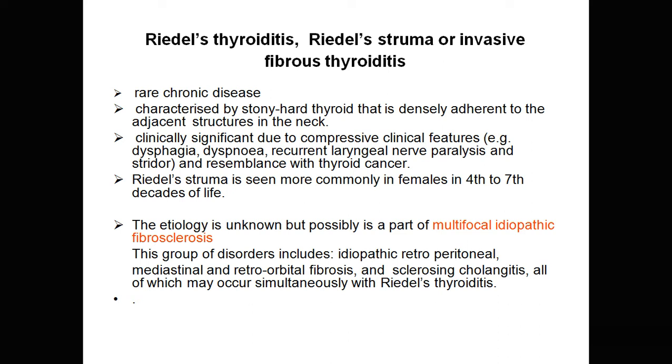This group of disorders also includes idiopathic retroperitoneal, mediastinal or retroorbital fibrosis, and sclerosing cholangitis, which may occur simultaneously with Riedel's thyroiditis. Clinical features: the invasive fibrosis may lead to dysphagia and dyspnea due to engulfment of the trachea and the esophagus. Plus, there is recurrent laryngeal nerve paralysis and stridor, and it may look like thyroid cancer.